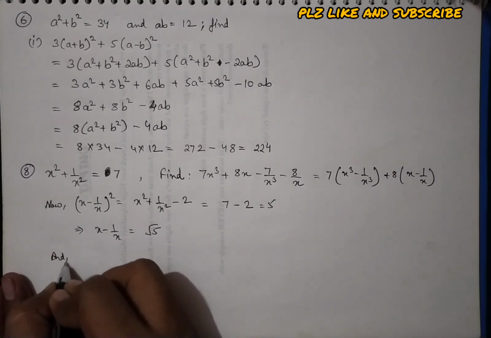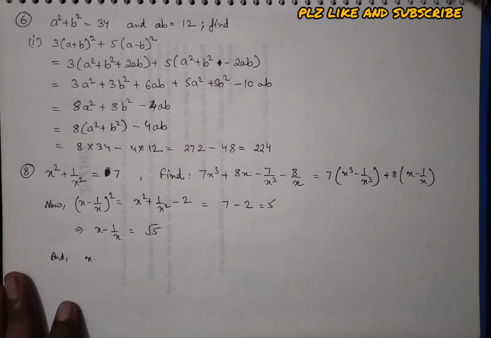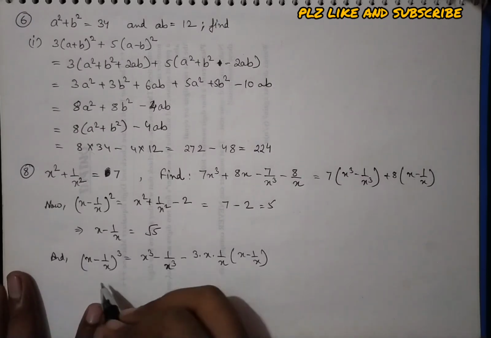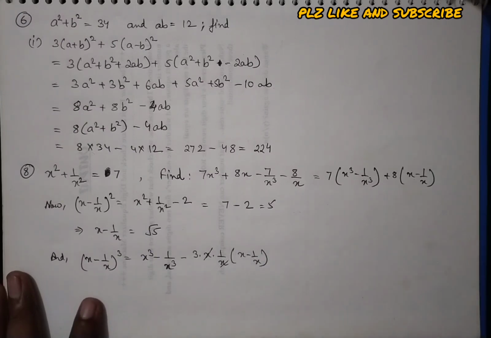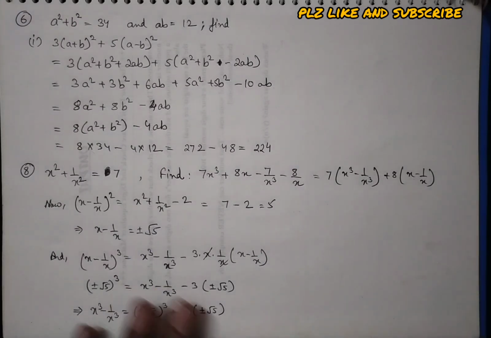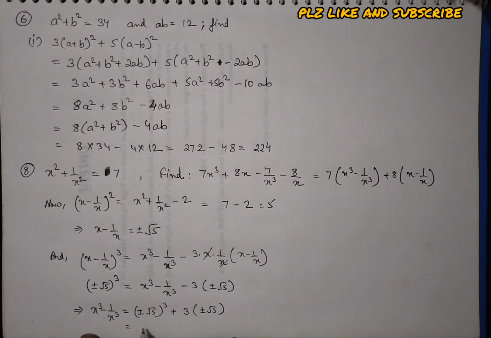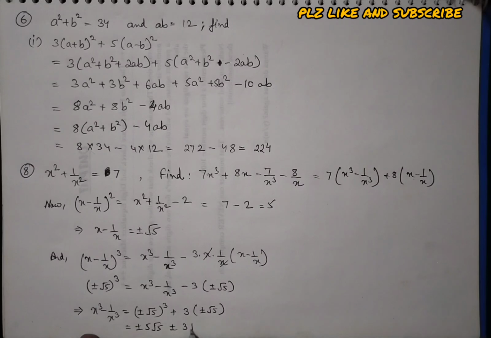and x, we have got this identity, we can cancel out these two. Now place the values, and on making a transpose and all, we will be getting this one. And here the 5 cube, that will be plus minus 5 root 5, and here again plus minus 3 root 5.